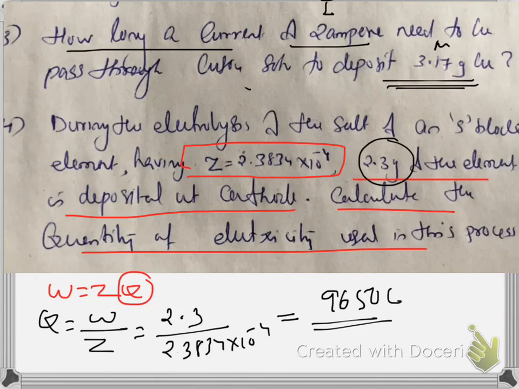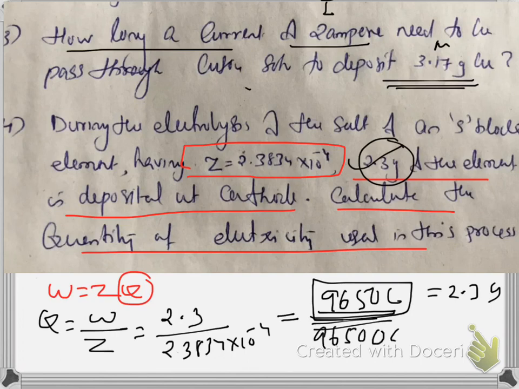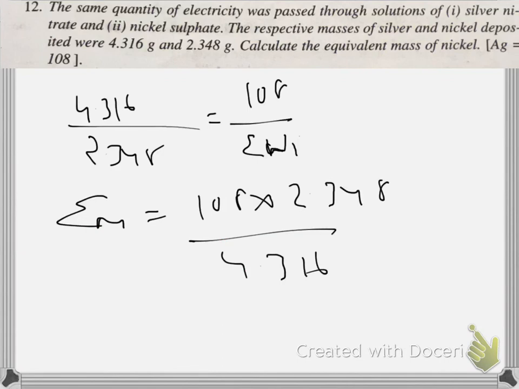So I think you now understand that element. Which is that element? 9650 coulomb can deposit 2.3 gram. That is 1 Faraday. 1 Faraday deposits 23. That means 23 is the equivalent mass of that element. That is sodium. Then we come to another problem.